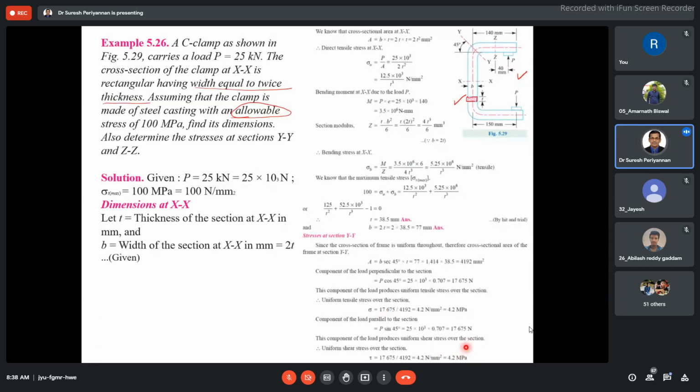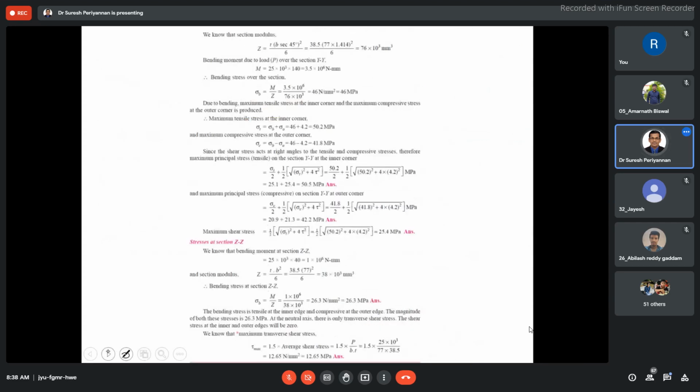This is nothing but the region of what we studied, the oblique plane in principal stress. This looks like our oblique plane, with sigma and tau acting directly. Now I come to this.